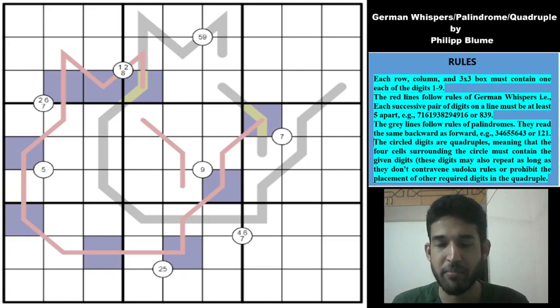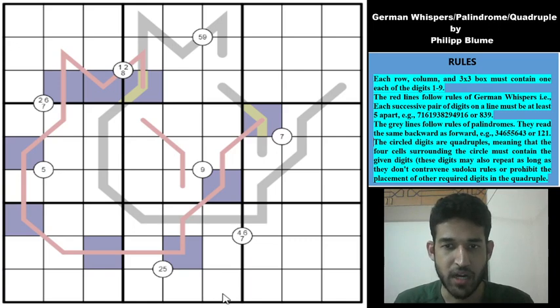The other thing is very apparent, guys. A 5 can never be on a German whisper line, because you need a difference of 5. If you have 5 on a German whisper line, then the range will be outside. So you can never have 5 on a German whisper line. And some more small tricks are, if you have a 4 on a German whisper line, then 9 can only be the digit which has a difference of 5.